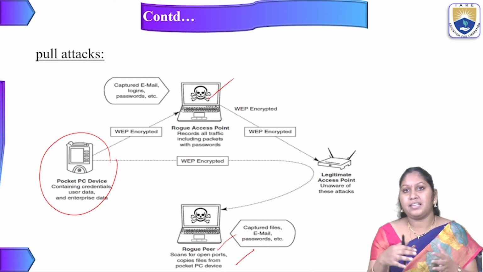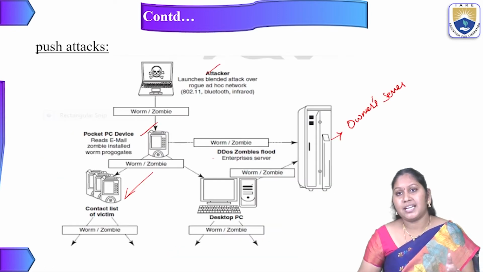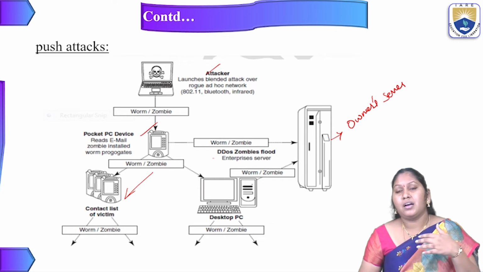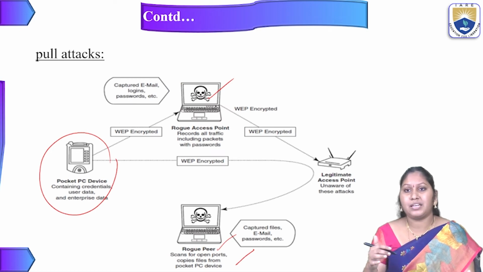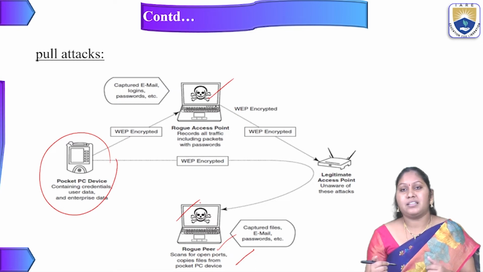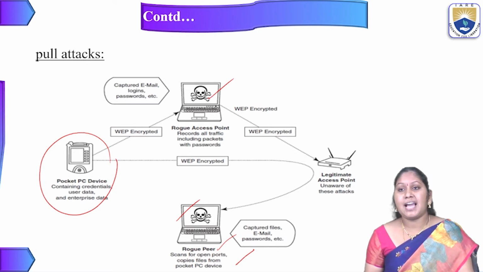So here in push attacks, the bomb will spread to everything that is connected to that network. In pull attacks, the attackers will try to capture the emails, logins, and passwords from the pocket PCs containing credentials, like user data, enterprise data, or the sensitive data that is held in the organization.